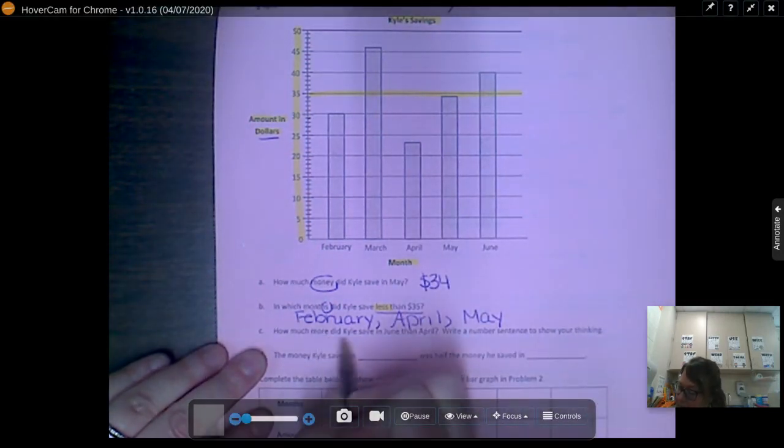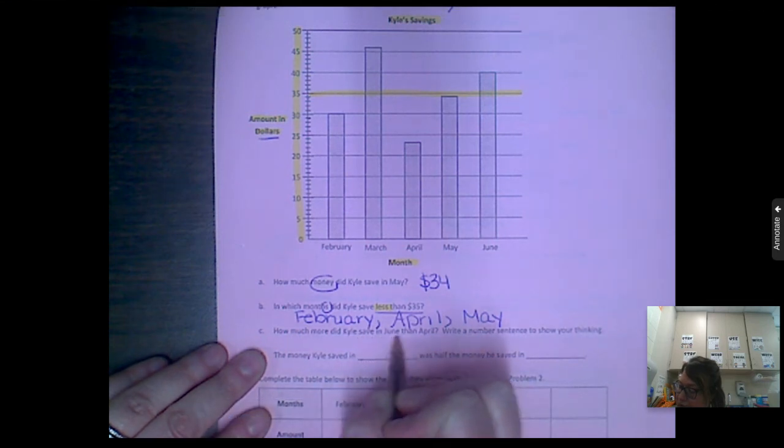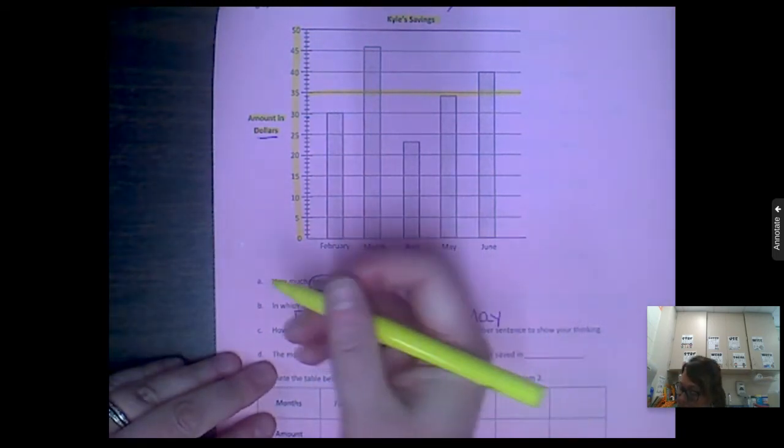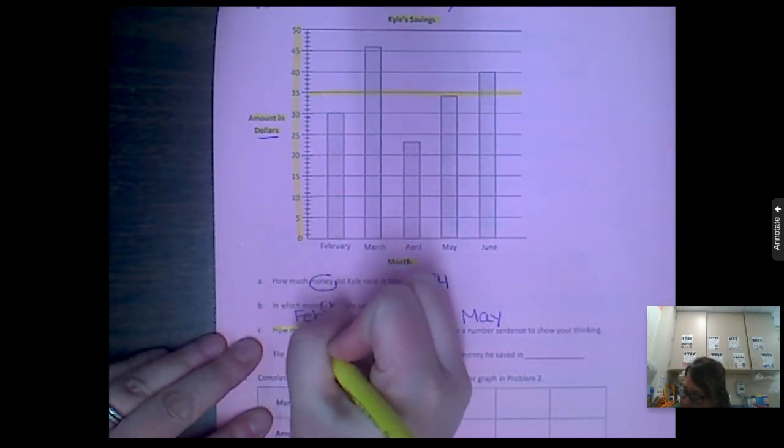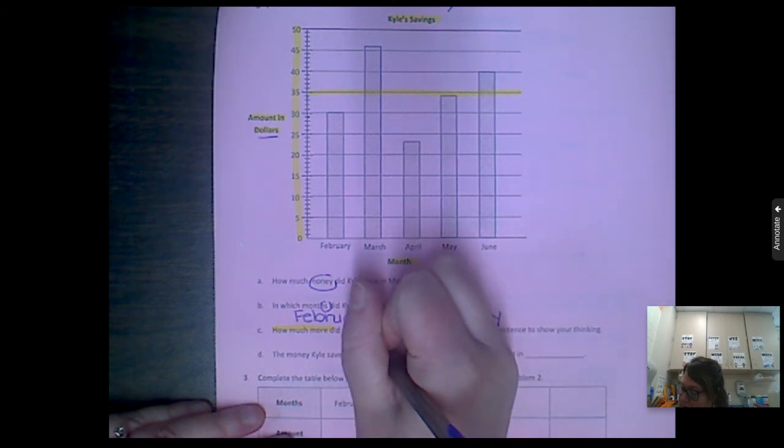How much more money did Kyle save in June than April? Write a number sentence to show your thinking. So how much more? Take your highlighter. How much more is a clue word telling us that we're going to do what? How much more did he save in June than in April? We're going to subtract. How much more tells us to subtract, and it wants us to write a number sentence to show our thinking.